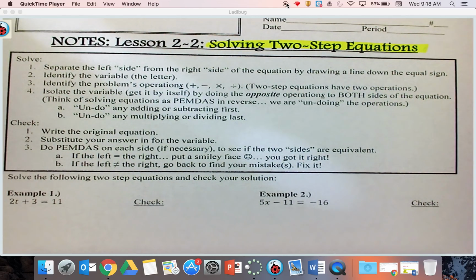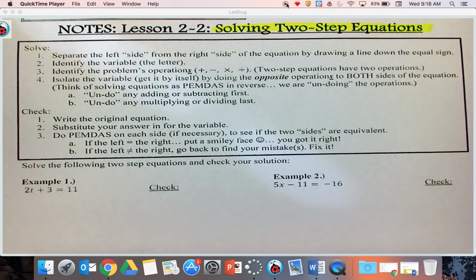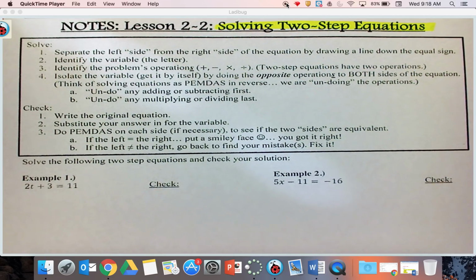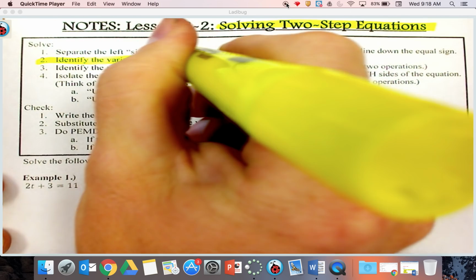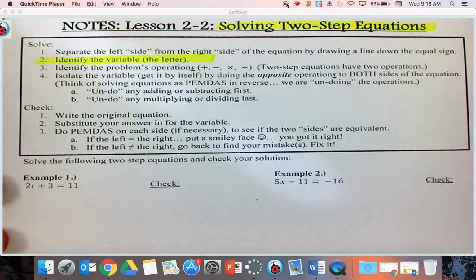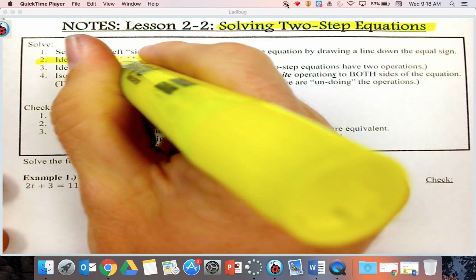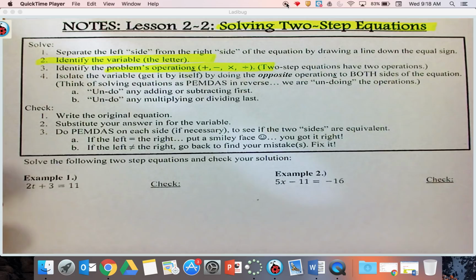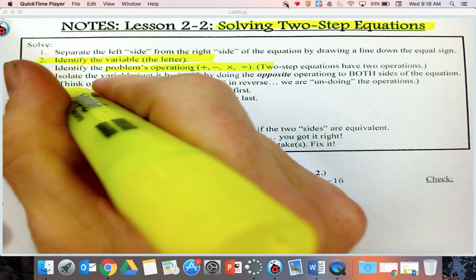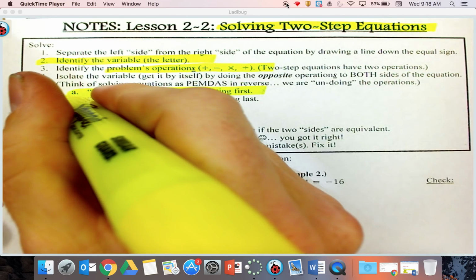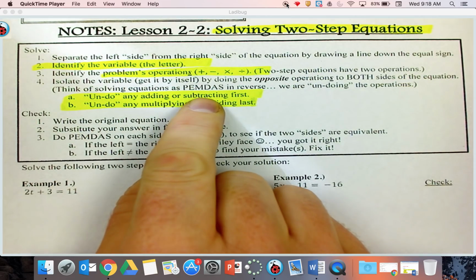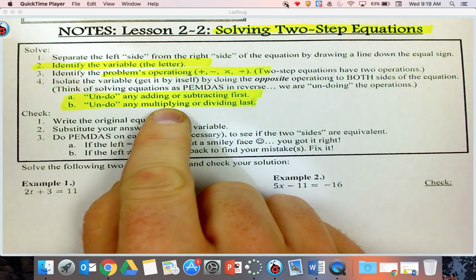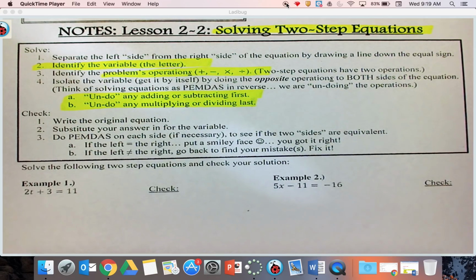Our first step is that we're going to have to be able to solve and find our variable, which is our letter. And then we're going to be able to identify what our operations are doing. Then after we do that, we use our undoing. We're going to undo any adding and subtracting first.